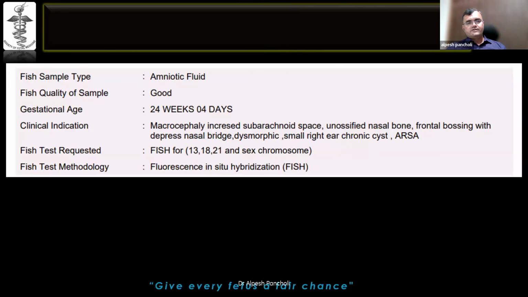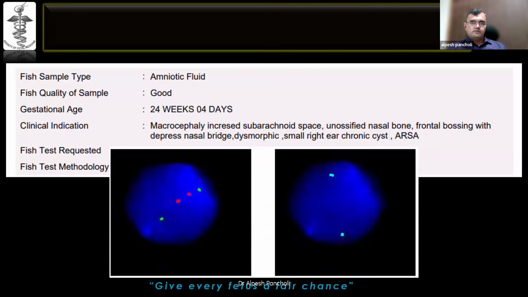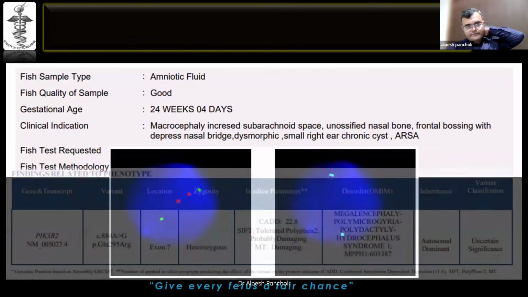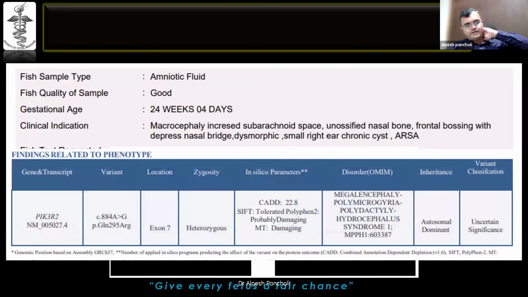So invasive testing was advised and FISH came as normal. There was no Down syndrome. But on whole exome screening, there was a PIK3R2 gene variant, autosomal dominant megalencephaly polymicrogyria polydactyly hydrocephalus syndrome, but it was given as uncertain significance.